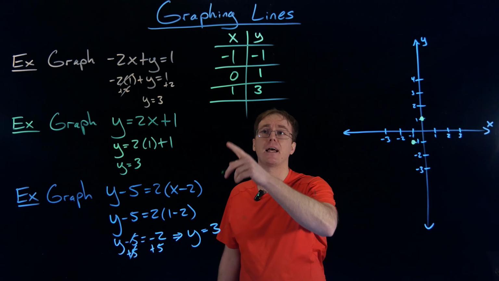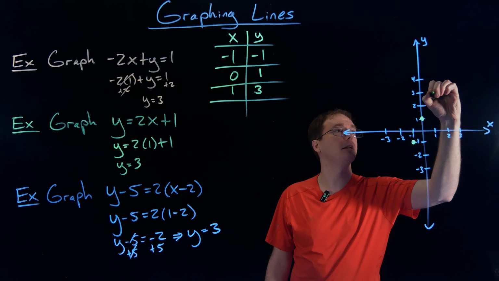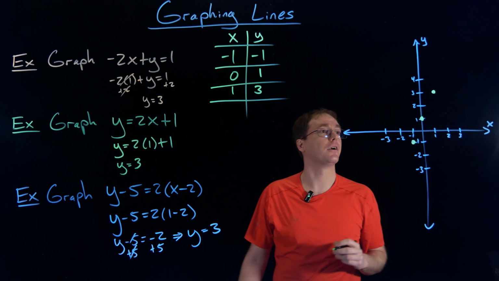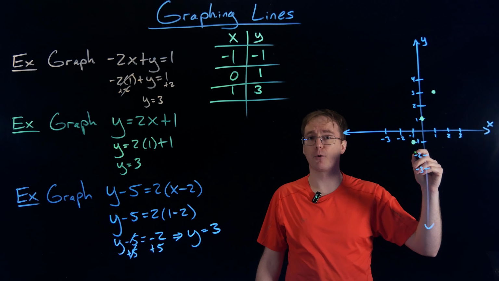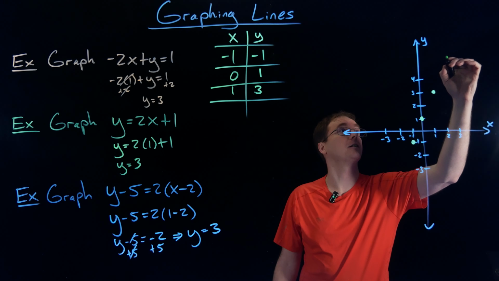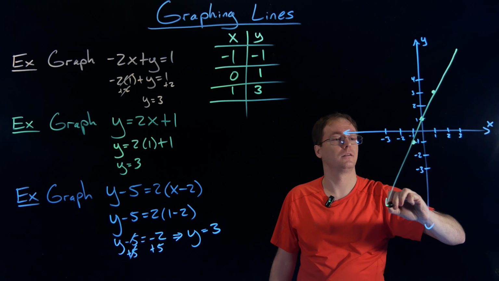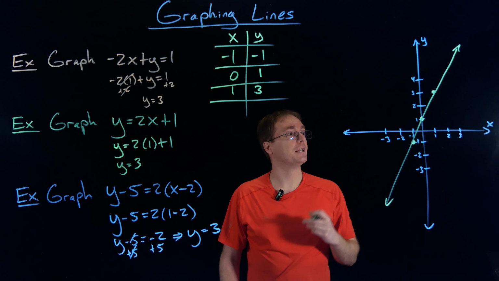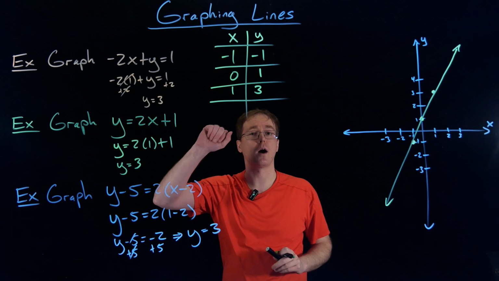And our third point says if x is equal to 1, then y has to be equal to 3. So that'll put us right about there. And now this is sometimes the hardest part for me. We now have to connect these 3 points using a straight line, or at least the straightest line that I am capable of drawing. And so there we go. In green, we have the graph of our line. This is the graph of -2x plus y equals 1.